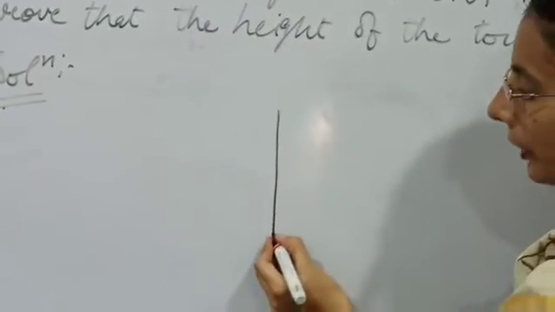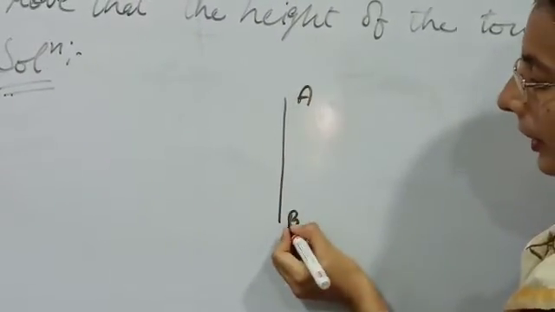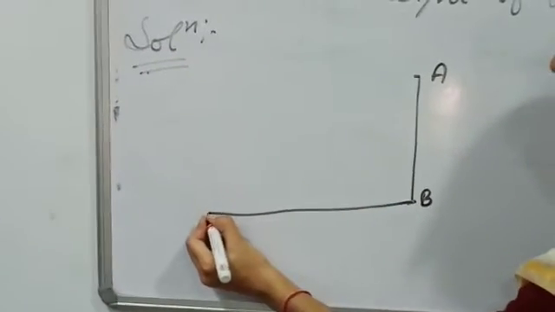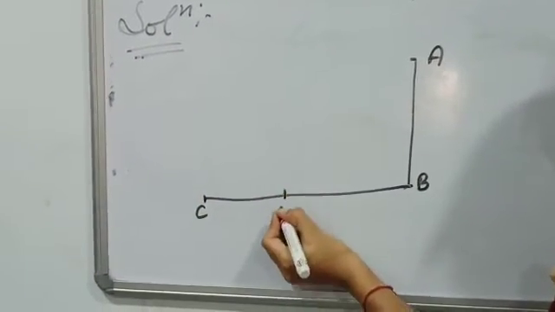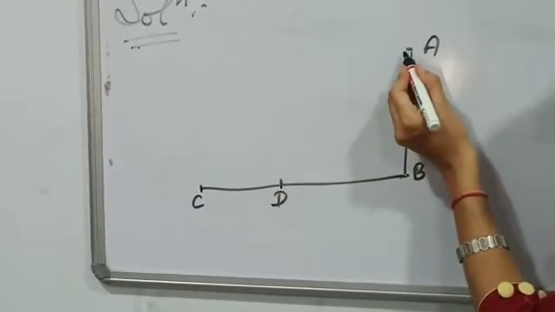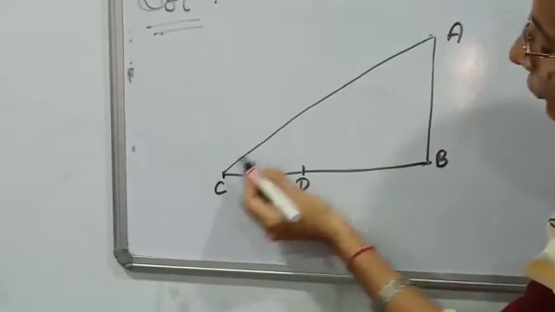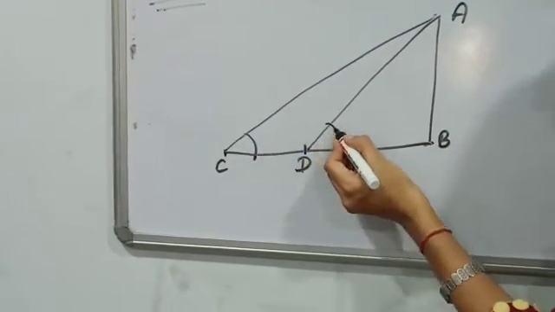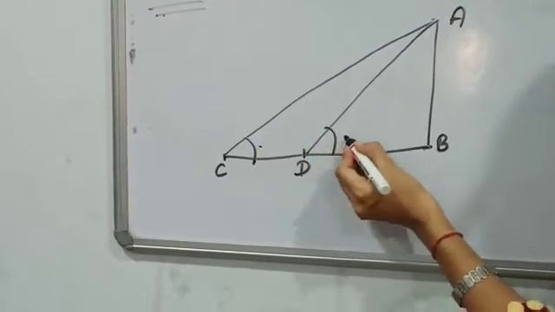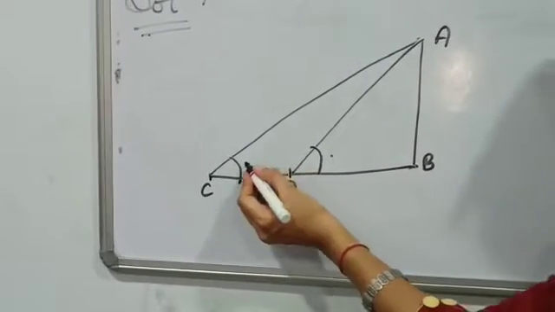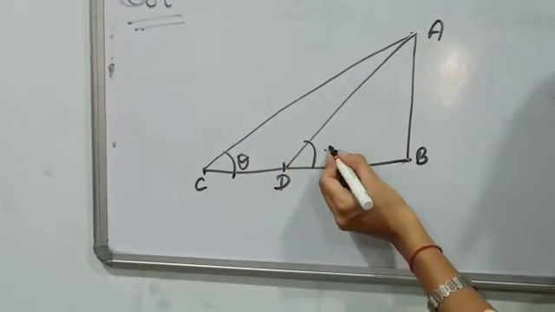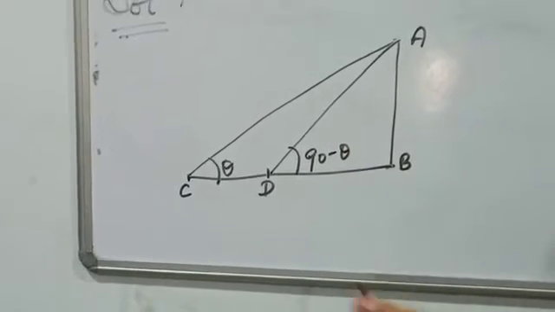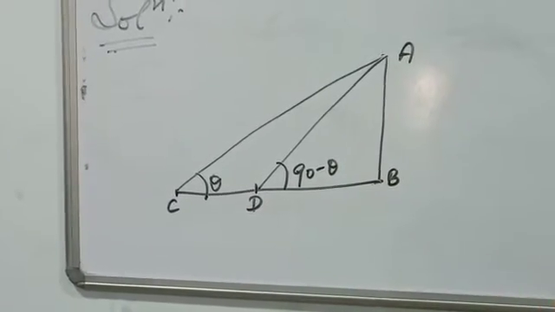Suppose here is a tower, let it be AB, and on the same straight line let there be two points C and D. They are saying there is an angle of elevation to the top of the tower from each, and both elevations are complementary to each other. So if we suppose one angle is theta, the other angle is obviously 90 minus theta, the complementary angle. These things are given.